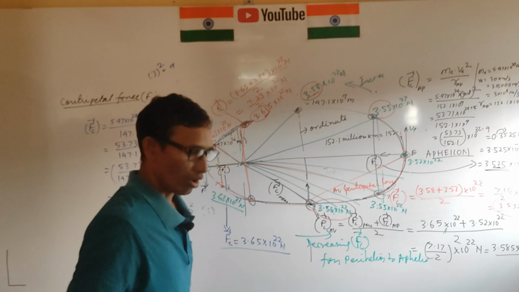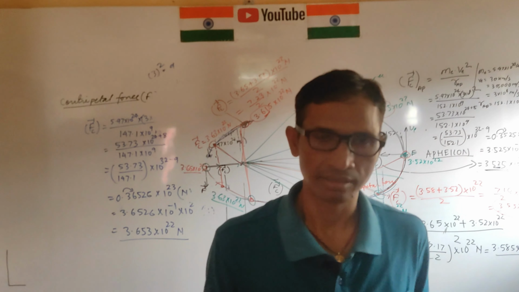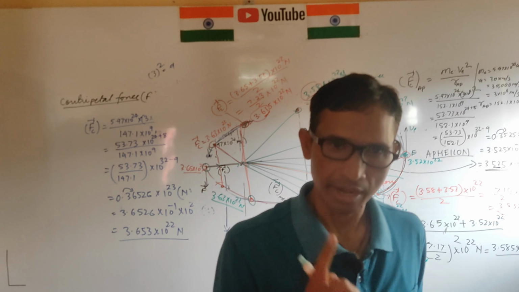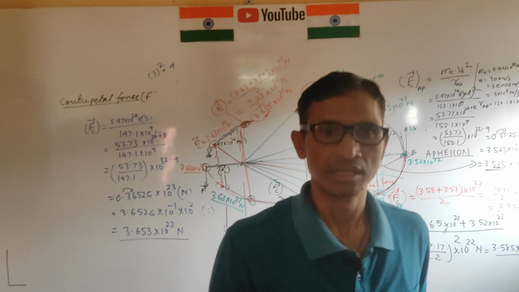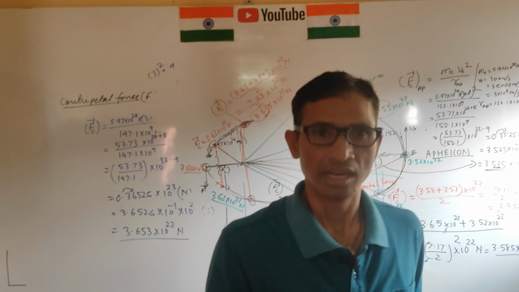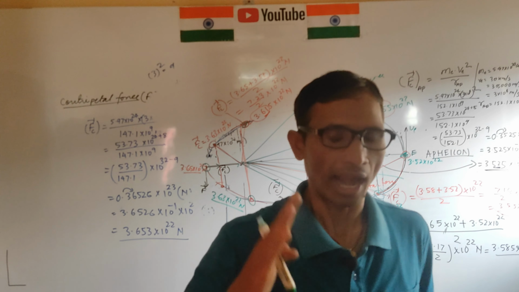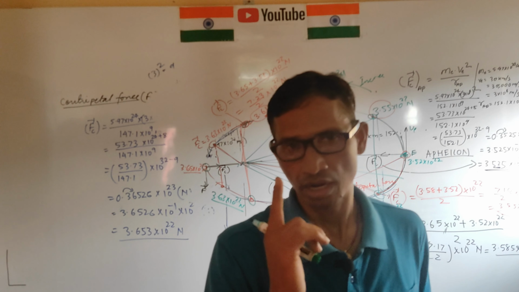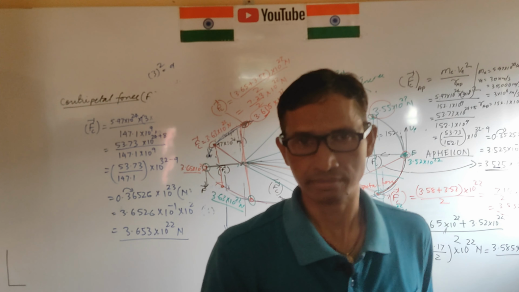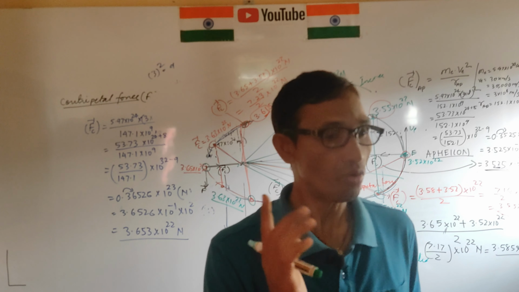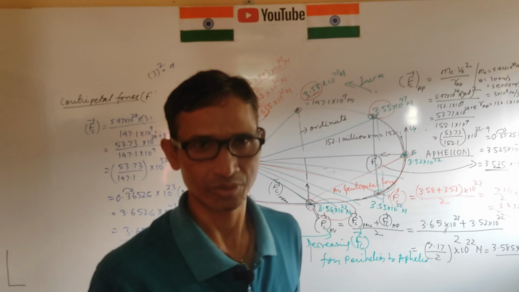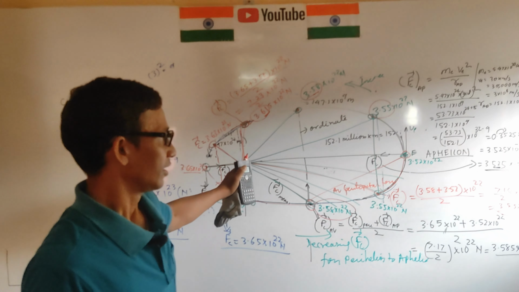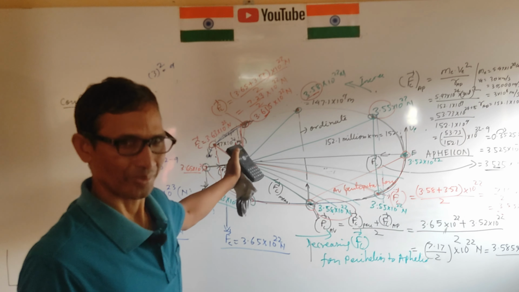So we know that every planet, Mercury, Venus, Earth, Mars, Jupiter, Saturn, Uranus, Neptune, every planet which revolves around the sun has an elliptical path. So this is the proof.